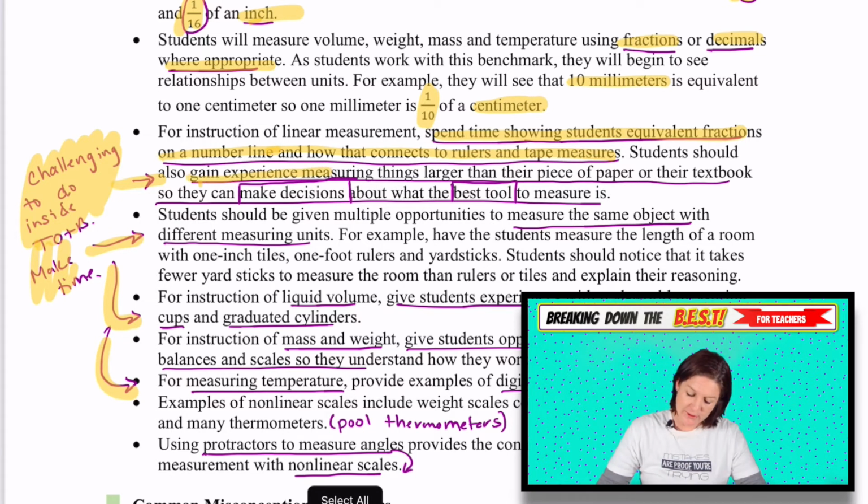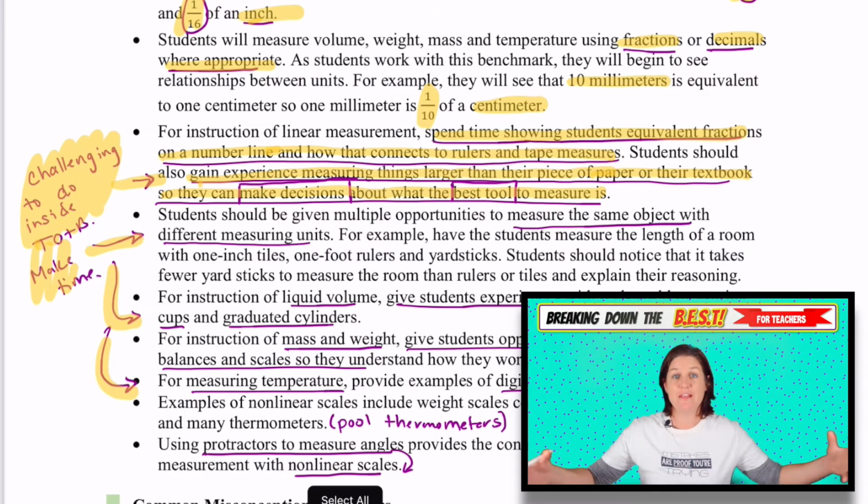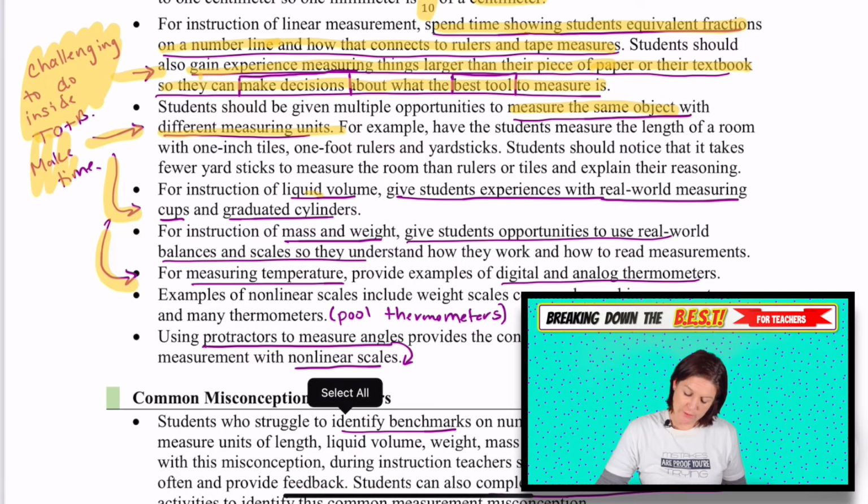Students need to gain experience measuring things larger than their pieces of paper or their textbooks, so they can make decisions about what tool is the best to measure it. So if you're measuring the length of your classroom, for instance, have students have those conversations about which tool would be the best one to measure it. Also, measuring the same object with different units. Like if we're measuring liquid volume, give students experiences with real-world measuring cups and graduated cylinders.